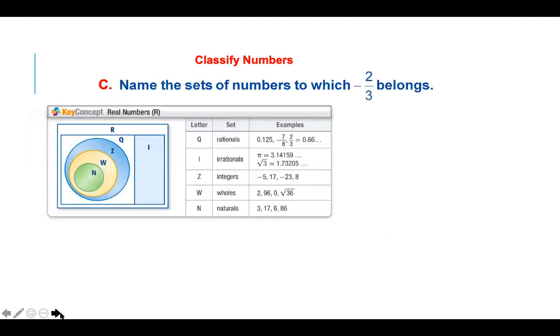Our last example to take a look at is going to be negative 2/3. What we have right here is positive 2/3. Since it is a fraction, I know it falls into rational. So it's real and rational. Then I'm going to see, does it fall into an integer? My answer is going to be no, because this is a decimal and it's not going to be able to change into a whole number. So it is only rational and real.